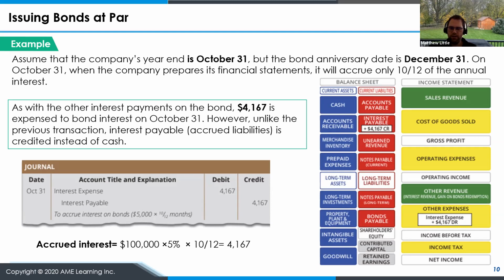So you take the $100,000 par value times the 5% annual interest rate times the 10 months that you need to accrue for at year end, and record that amount of $4,167 as the interest expense on October 31st, and the interest payable would be the same, being a credit to that short-term liability for the interest portion.